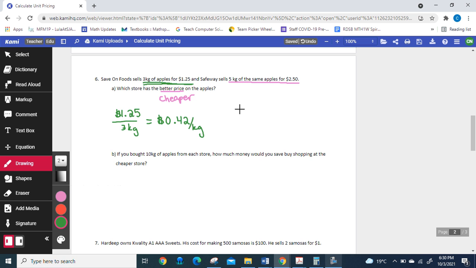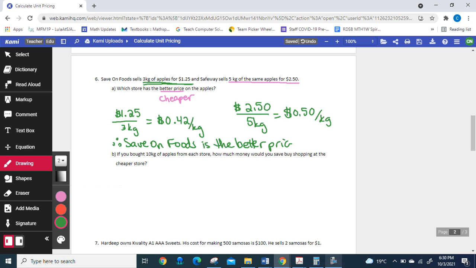And let's see the next store, same apples. This time it's $2.50 for 5 kilograms. 2.5 divided by 5 gives us 0.5, which in terms of dollars is 50 cents per kilogram. So which one's cheaper? I would definitely say Save on Foods. Therefore, Save on Foods is the better price, because it's cheaper, it's smaller.